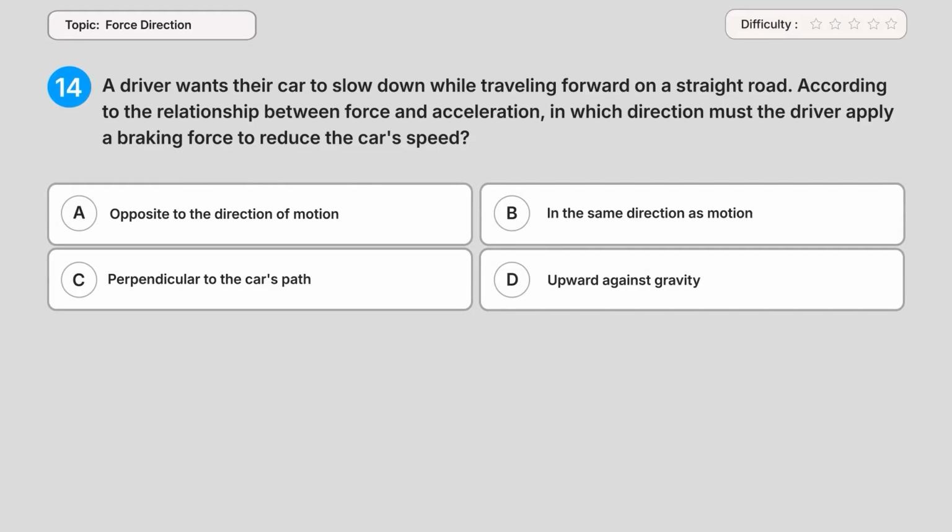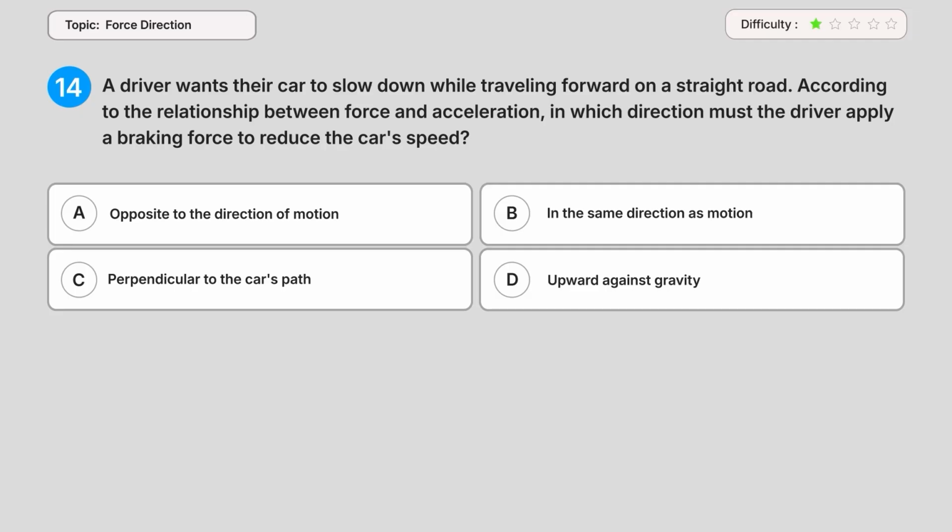14. A driver wants their car to slow down while travelling forward on a straight road. According to the relationship between force and acceleration, in which direction must the driver apply a braking force to reduce the car's speed? A. Opposite to the direction of motion.